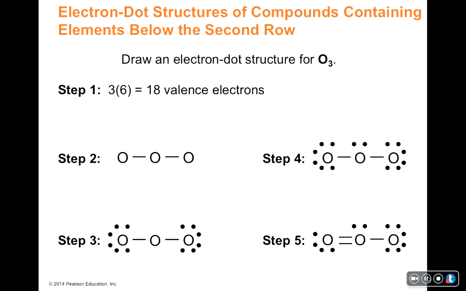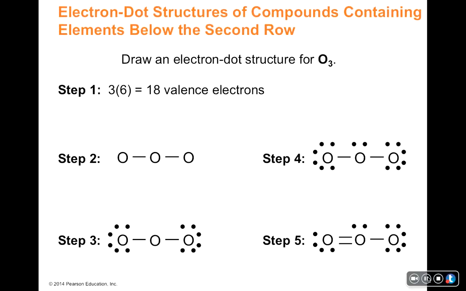Ozone. So O3, the number of valence electrons here is 18. Arrange the oxygens in a chain. Step 3, put electrons around the terminal atoms, and then you'll see you still have some left, so you put them on the central atom. But then when you take a look at that, you'll see that the 2 atoms on the outside feel like they have 8, but the oxygen in the middle at step 4 feels like it has 2, 4, 6.